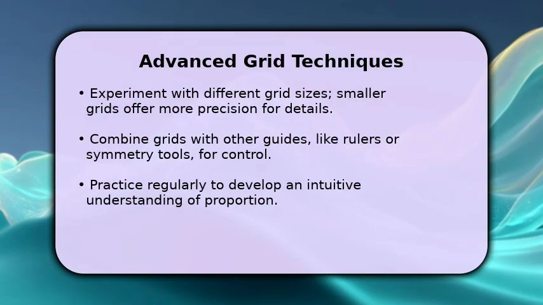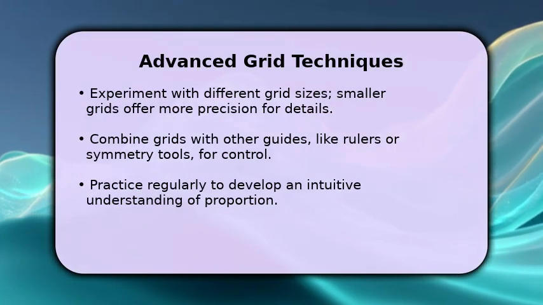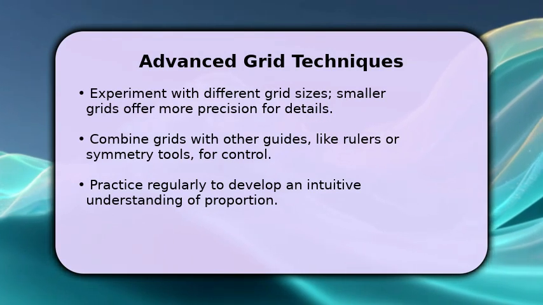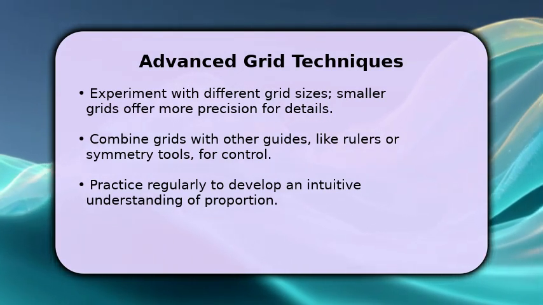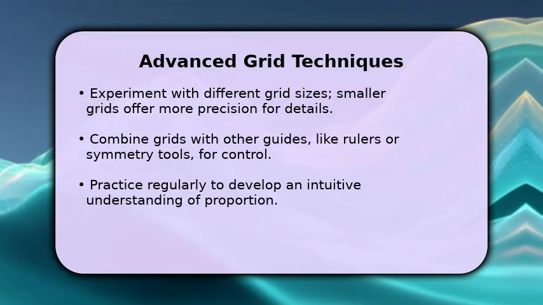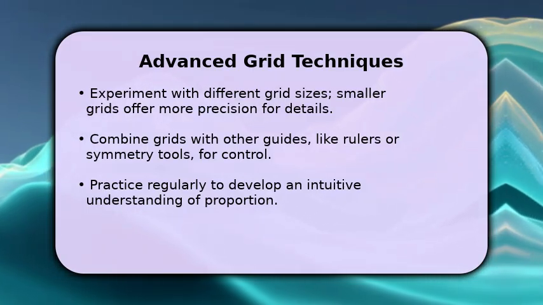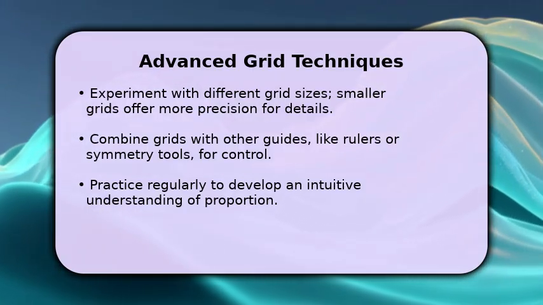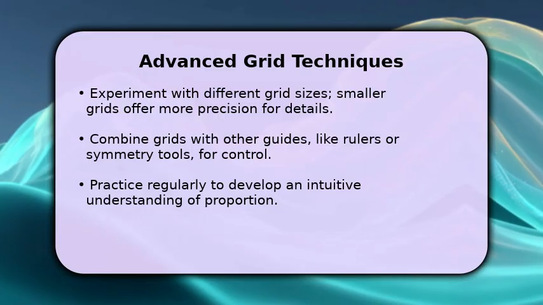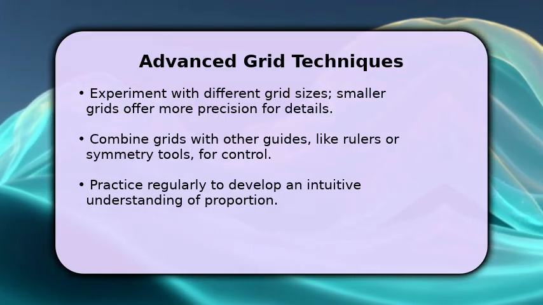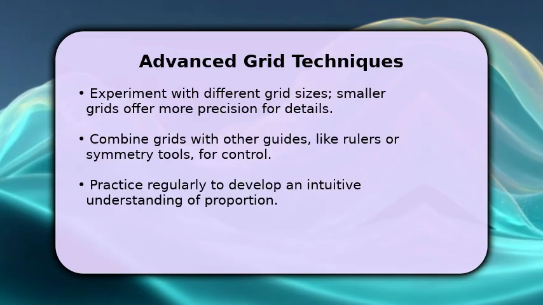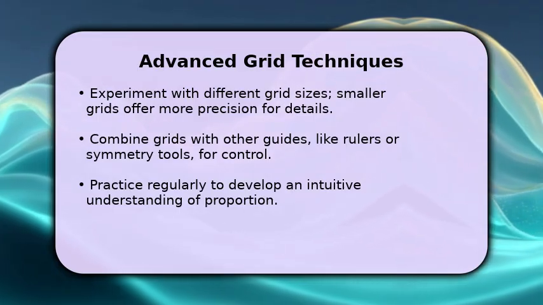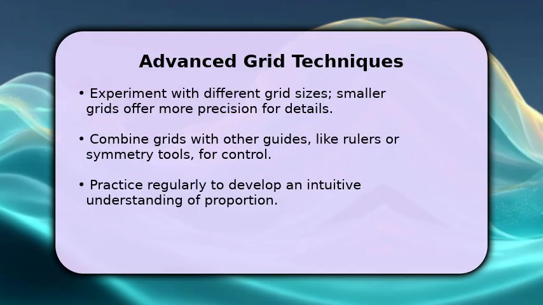To elevate your grid usage, experiment with different grid sizes. Smaller grids, for instance, 1/4 inch squares, offer greater precision for intricate details, while larger grids are better for initial blocking. Consider combining grids with other helpful guides, such as digital rulers or symmetry tools, to enhance your control and accuracy even further. Remember, consistent practice is key.